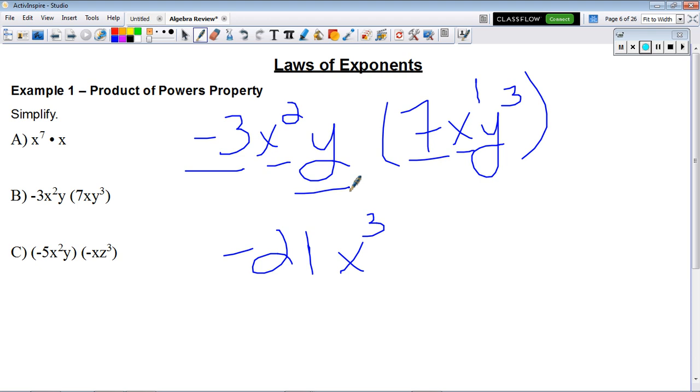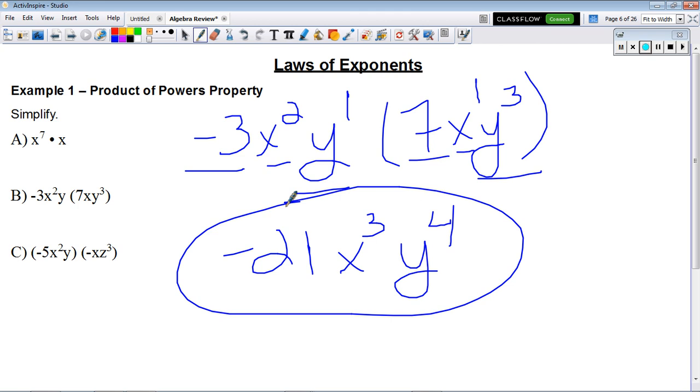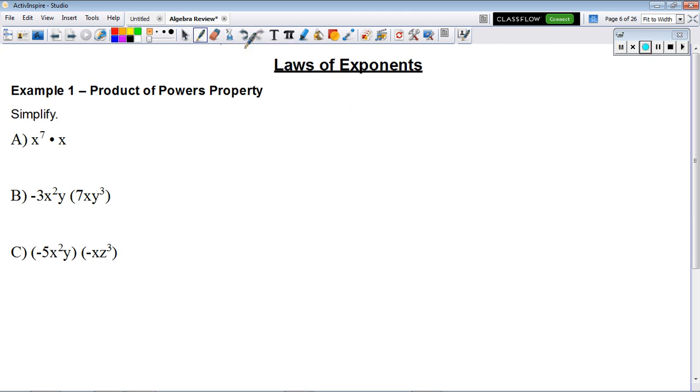And then I'm going to do the same thing with the y's. This is y to the first. So I got y to the first times y cubed. So once again, since the variables are the same, I'm going to add the exponents. So the answer to this would be negative 21 x cubed y to the 4th. And then the same type of thing for the last part here, part C. I got this here.